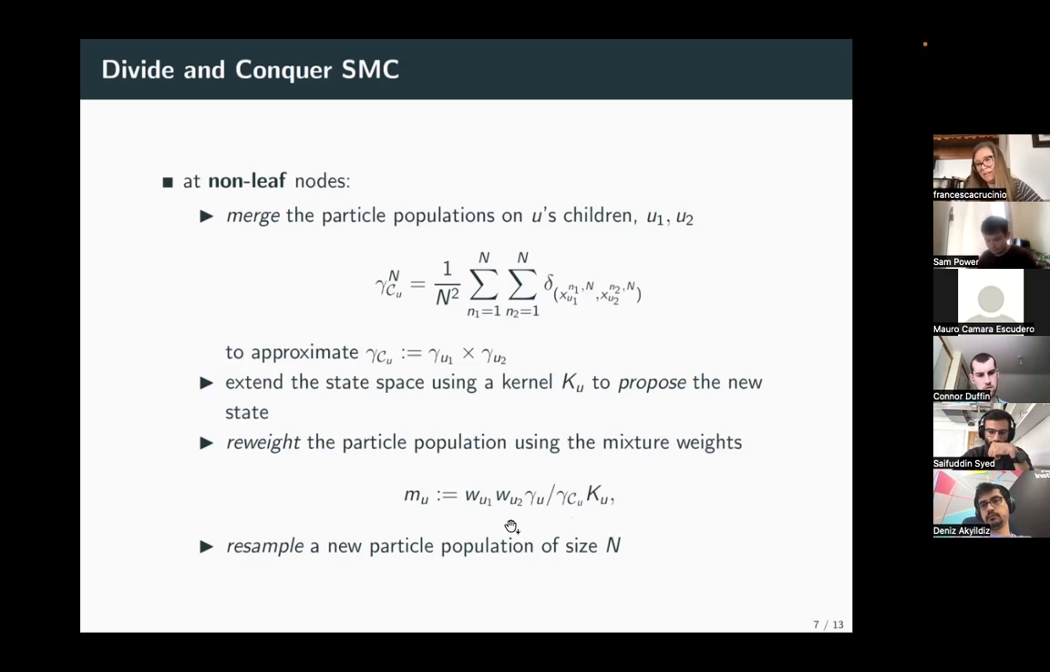This is just to give the intuition. It's not rigorous at all. But if you take the product of the marginals and you want to obtain the joint, you just need to account for the mismatch between the 2. And we do this by using weights. So we do this in an importance sampling fashion. And these other weights are just the weights that we had for each child.